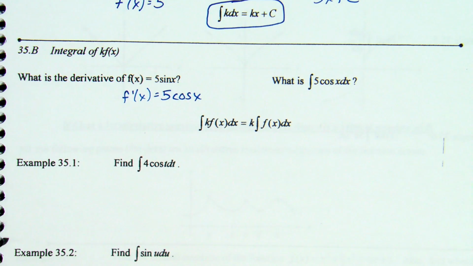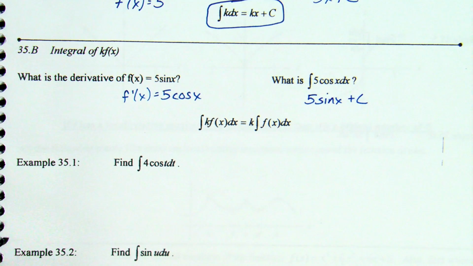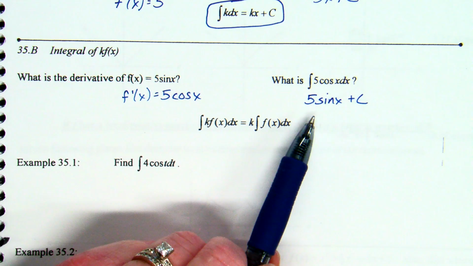If that's the case, then, what is the integral of 5 cosine x dx? Five sine x plus c. Again, that constant of 5, it just carries along. So basically, just write the 5 down, and I'll show you another option here in a moment of how you could write it. The integral of cosine x is sine x. And as always, don't forget the plus c. Remember, you can always check yourself. What's the derivative of 5 sine x? And that is 5 cosine x.